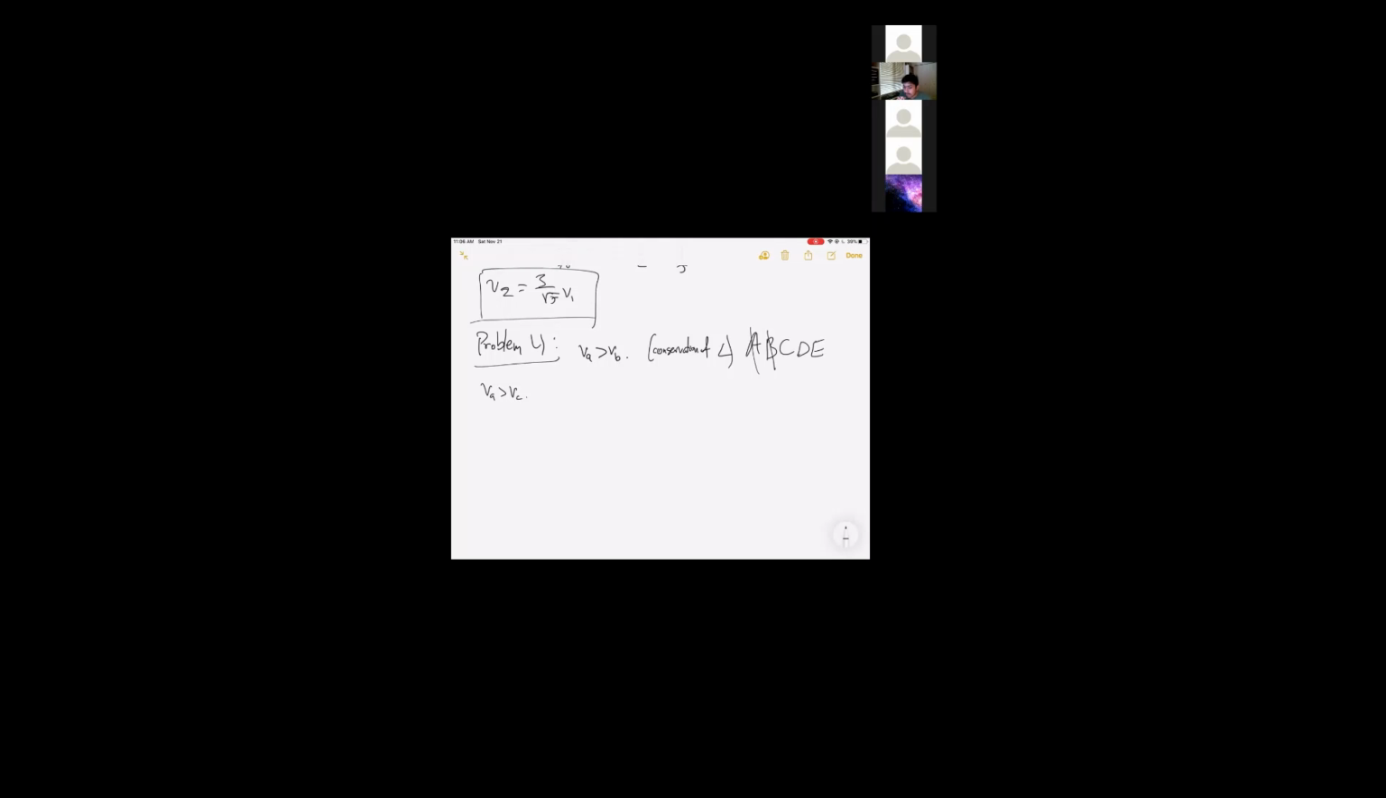Somebody's asking, can we eliminate C from VA greater than VB? No. C is saying that 10 VB is greater than VA. So it's still possible that 10 VB is greater than VA. Right? It's just not possible that VB is greater than VA. If you multiply by 10, it could be bigger.